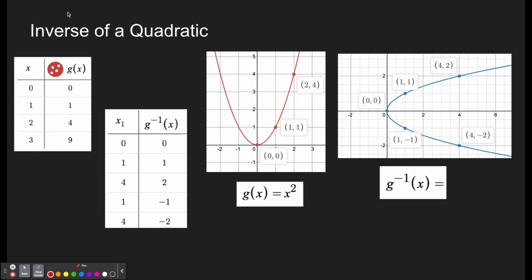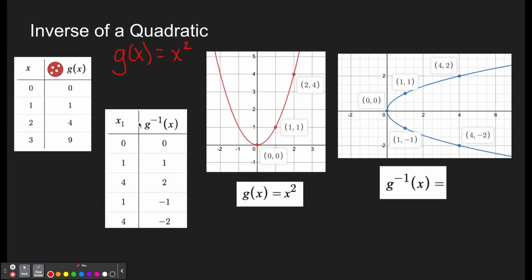Okay, so in this video, we're going to talk about the inverse of a quadratic function. When we study the inverse of a function, first we make a table and look at the inputs and the outputs of the original function. For this scenario, we used the function g of x equals x squared. We plugged everything in and made a table.